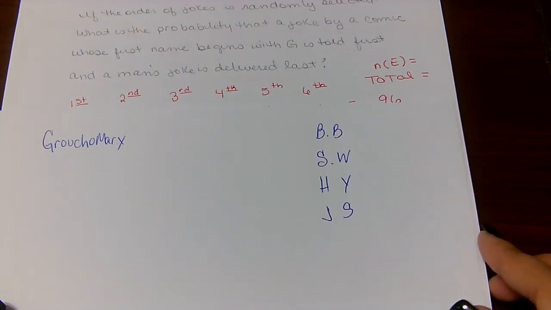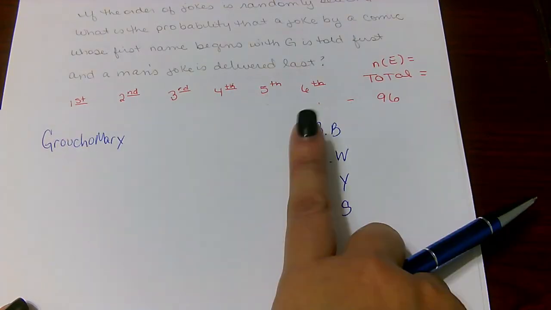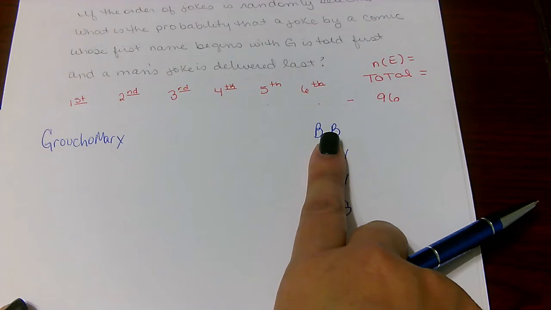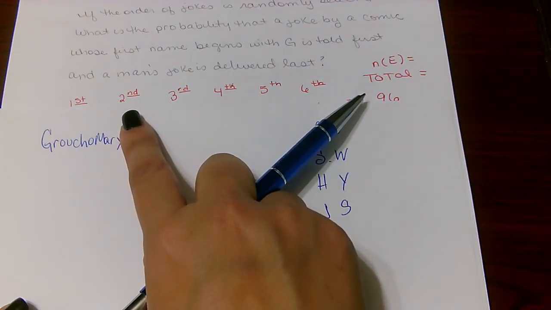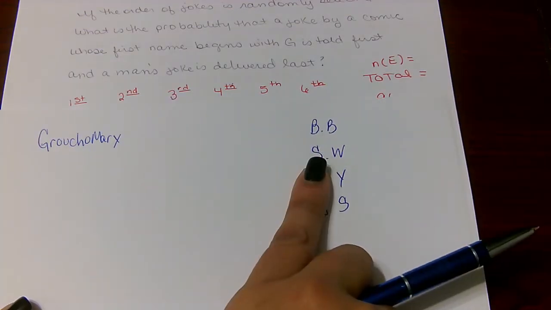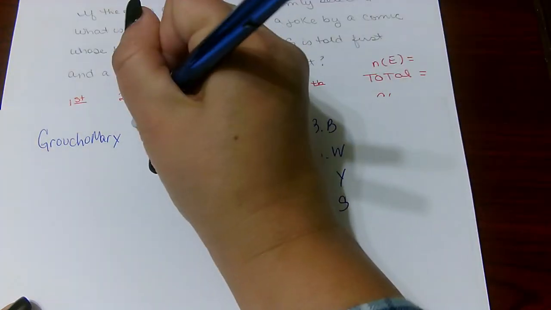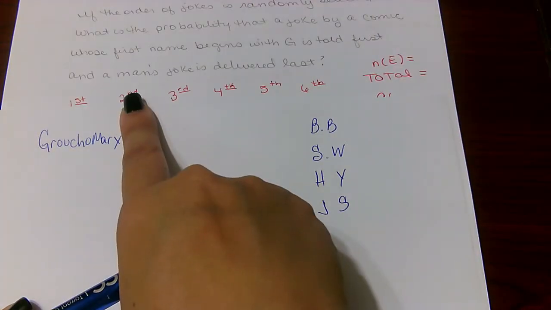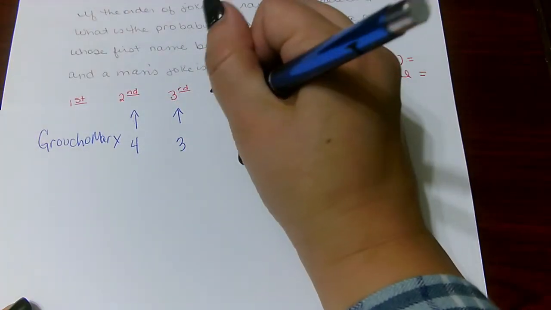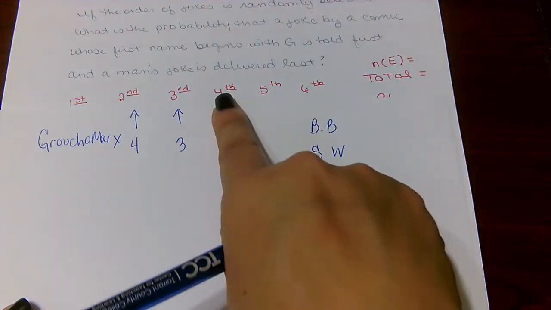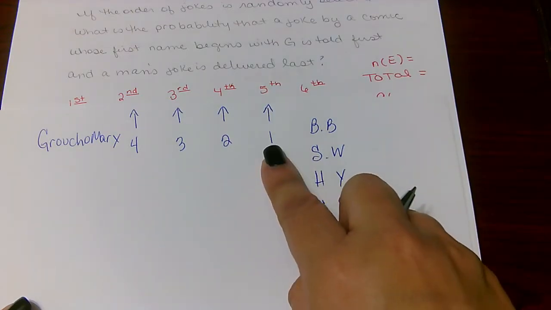Alright, so then let's go to the 2nd position. Well, if one person has to be used here and one person has to be used here, then anybody else left, including the woman, can be in the 2nd position. Since we're talking about 6 jokes and 2 of them are designated to be in 1st and 6th, that means we have 4 possible comedians for position 2. We have 3 for position 3. We have 2 people for position 4, and then there's only going to be 1 person left for position 5.